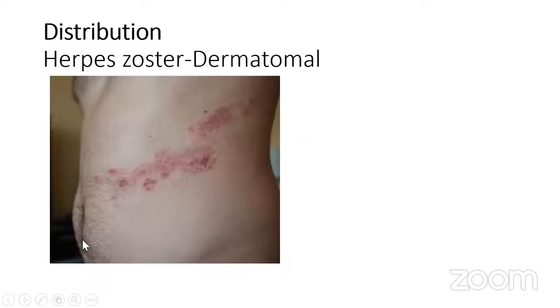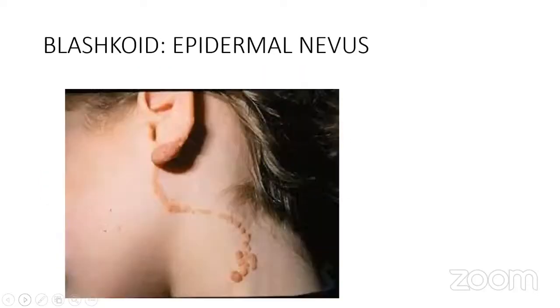Next, coming to distribution. This is the classical dermatomal presentation, which is seen in herpes zoster. Next slide. This is linear presentation in the case of morphea. Next slide. This is blaschkoid, that is, it presents along the lines of embryonic development. It is seen in epidermal nevus.